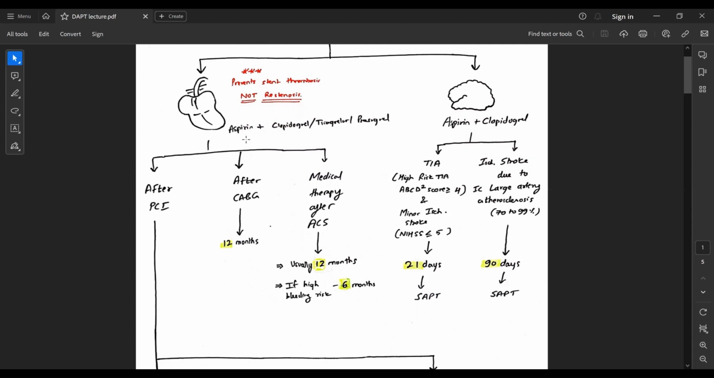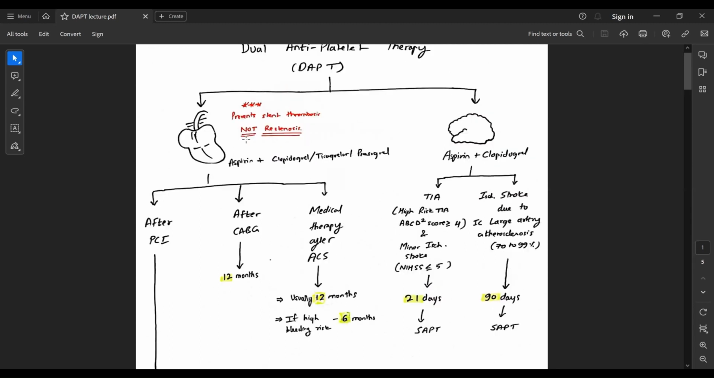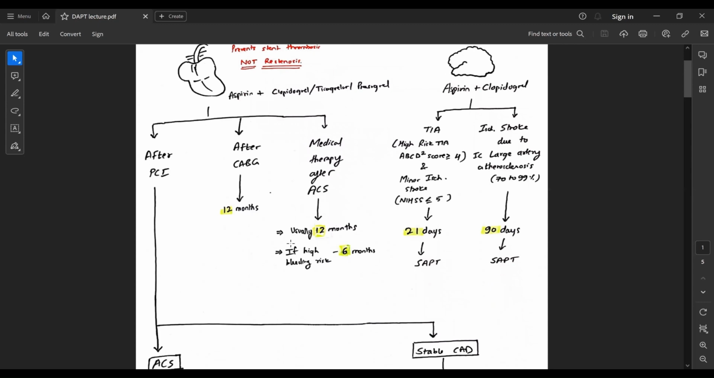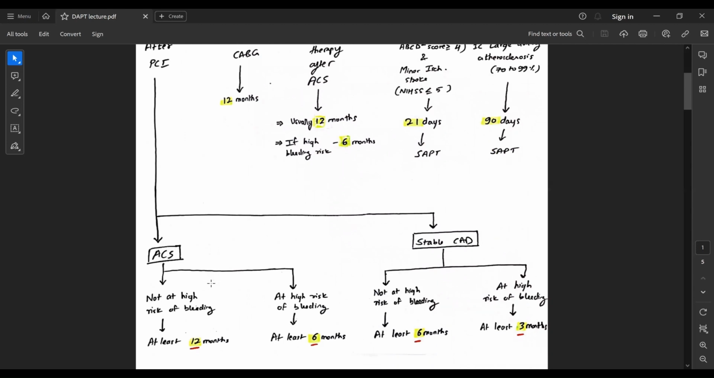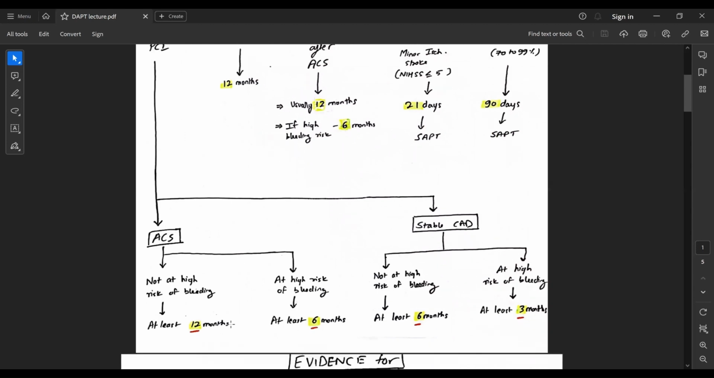In case of the heart, dual antiplatelet therapy is mainly used after a stent placement for helping with re-endothelialization of the stent. Now, for how long are you going to give the patient dual antiplatelet therapy? If the stent is placed for acute coronary syndrome, that is in case of NSTEMI or STEMI, you will use dual antiplatelet therapy for at least 12 months. However, if the patient is at high risk of bleeding, you have to use dual antiplatelet therapy for at least 6 months.